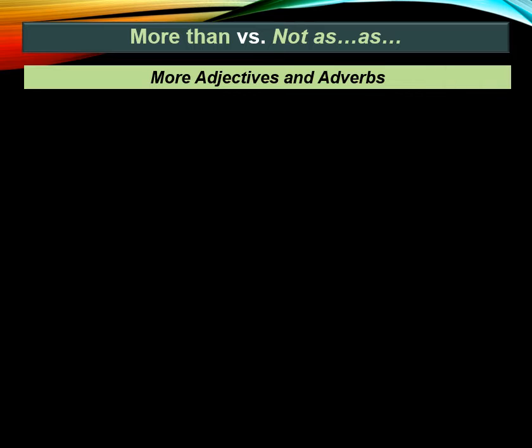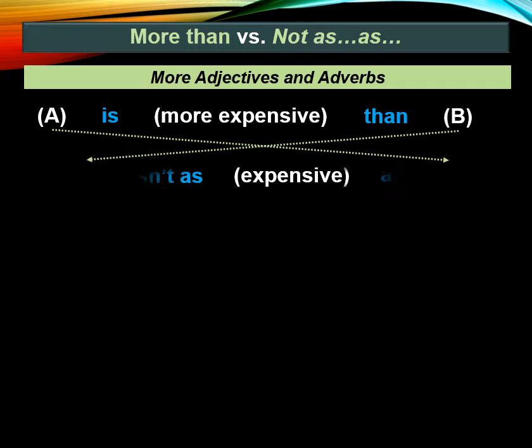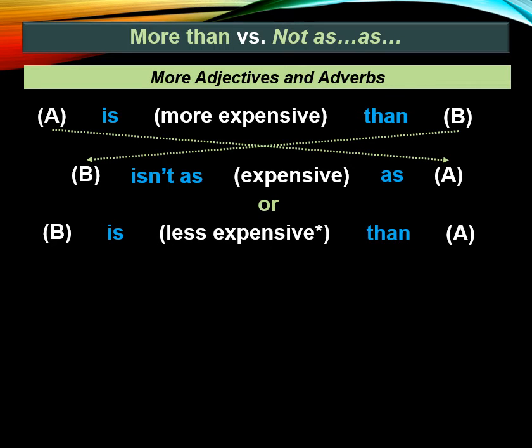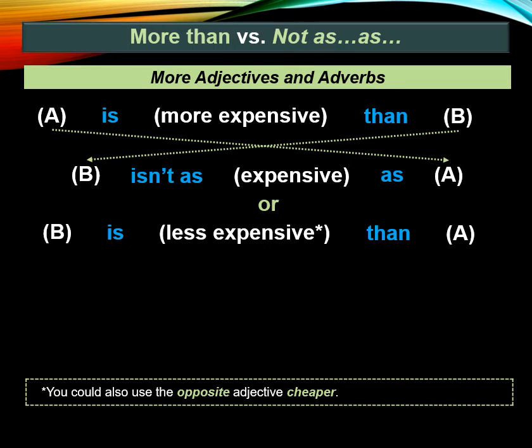What do you do with adjectives and adverbs that need more? Well, start with A is more expensive than B. Switch the two things. B isn't as expensive as A. Notice that more disappears. Don't use more with as. You can also say B is less expensive than A. I could even use the opposite adjective, cheaper.